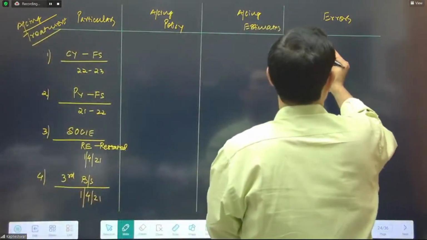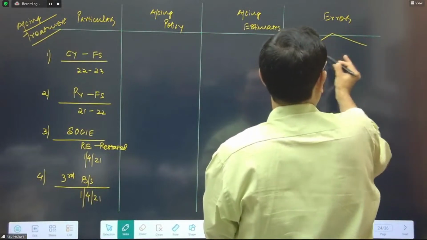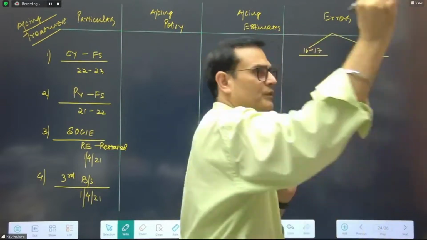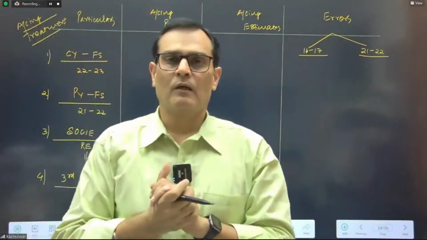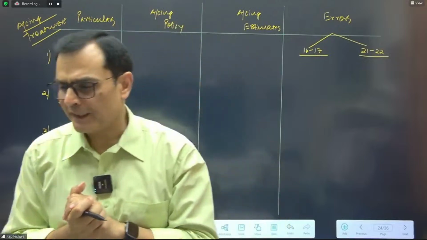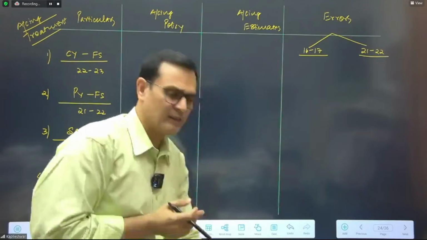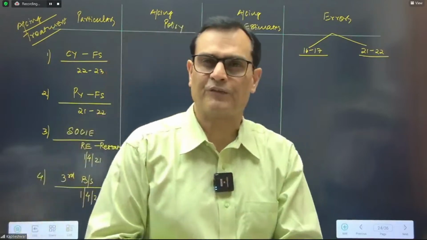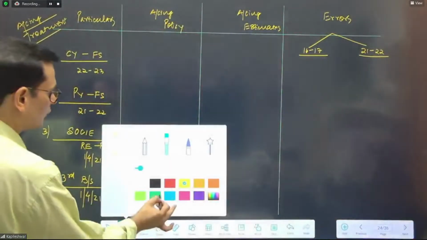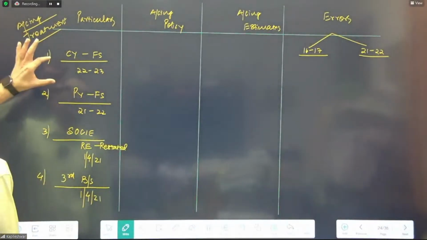In terms of errors, we've got two cases. The error happened in 16-17 and the error happened in 21-22. So we've got two cases. Watch me, hear me, analyze me carefully for the next 7-8 minutes, and trust me, we're going to be done with this standard in the next 7-8 minutes. Let's begin the journey. I'm first concentrating on the aspect of accounting policy.